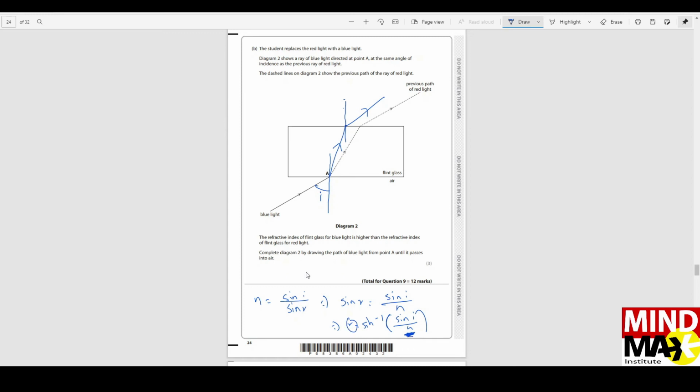Because the refractive index is more for the blue light, n is going to be more. That means the angle of refraction is going to be less. That's why, if you look carefully, compared to the red light, the angle of refraction for the blue light is lesser. And then the usual path follows. It goes here, and when it's about to go back to the air, it bends away from the normal. You have to make sure that the red light's path in air and the blue light's path in air are parallel. The paths have to be parallel.